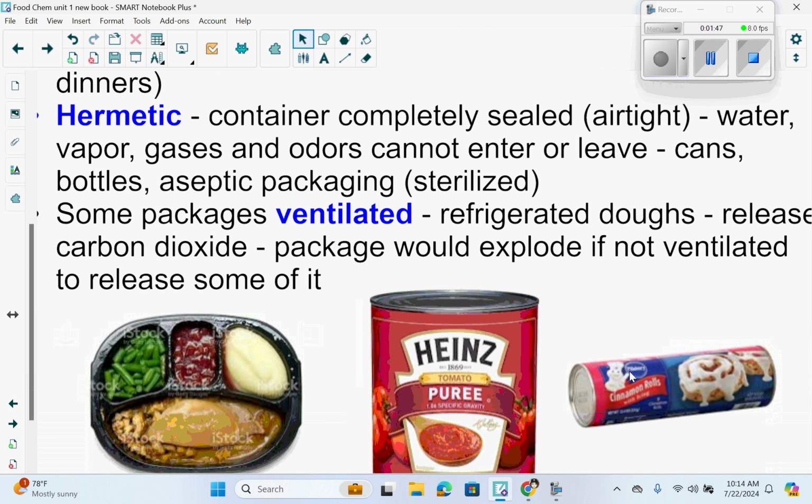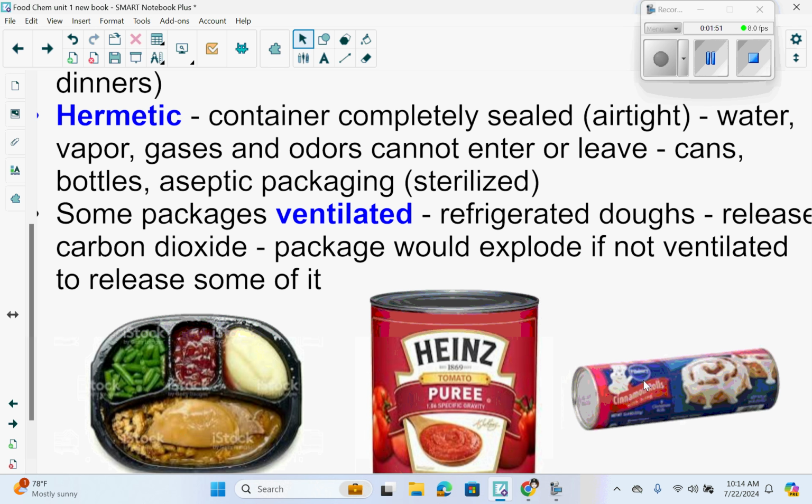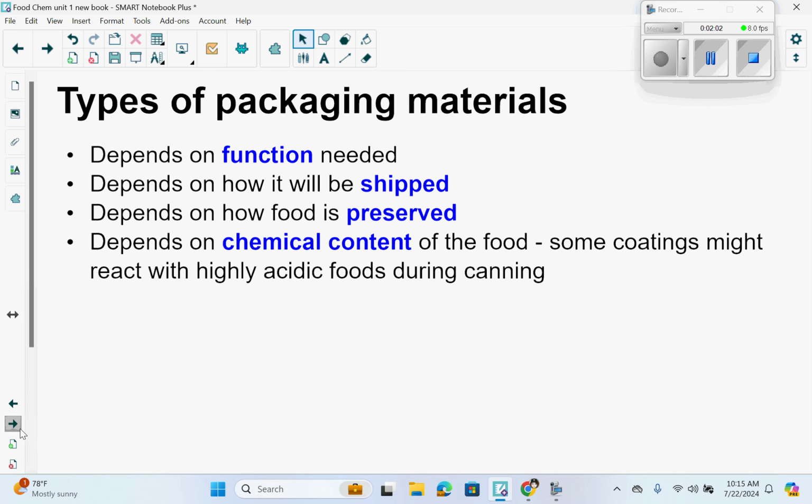And then some packages are ventilated. These are your refrigerated doughs, like the cinnamon rolls here. If you've ever opened one of these packages, it makes a loud pop. So they release carbon dioxide. This package would explode if it was not ventilated to release some of that gas.